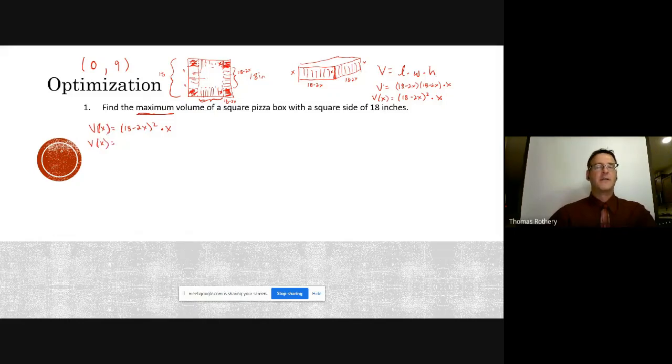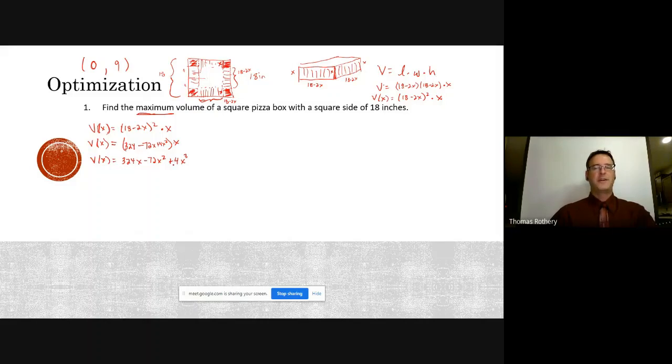V of x, sorry, v of x. I'm going to actually FOIL this out. I'm going to multiply this out. I'm going to leave the x out here just to start with, and I'm going to multiply 18 minus 2x by itself, and that's going to give me 324 minus 72x plus 4x squared. And then further, if I distribute that x through, I have 324x minus 72x squared plus 4x cubed.